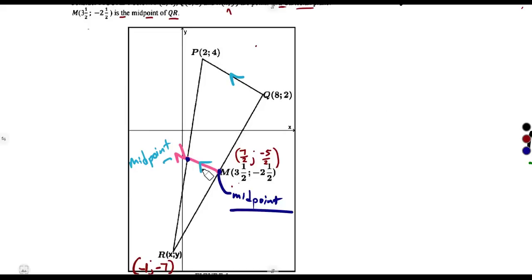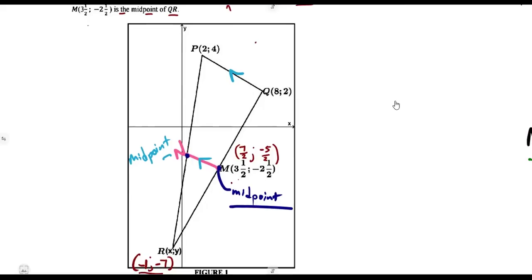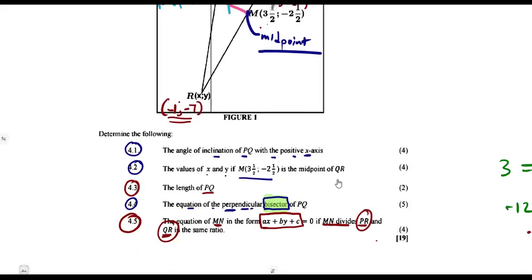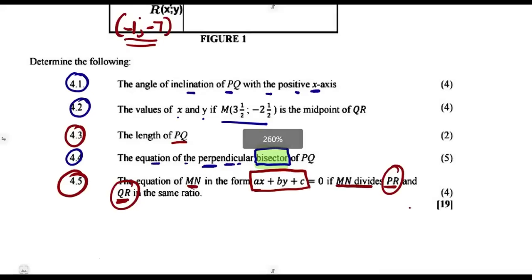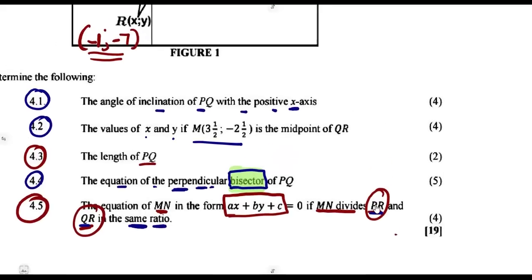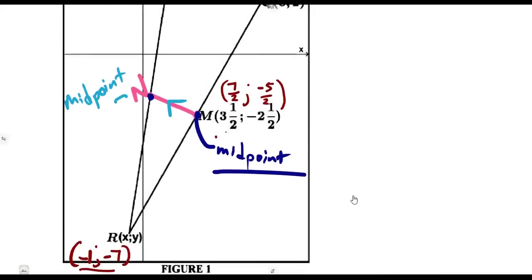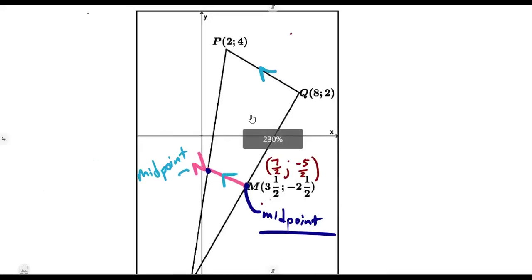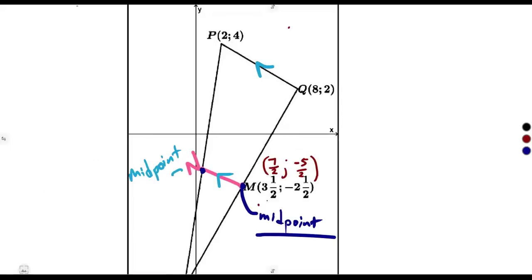But knowing that they are being divided, let's say it was not a midpoint, this statement alone, to say MN divides a certain line and another line in the same ratio, tells us that the line that is dividing in the same ratio and the other one on the base, they will be parallel. It might not be at the midpoint, but they will be what? They will be parallel. So that was our case.